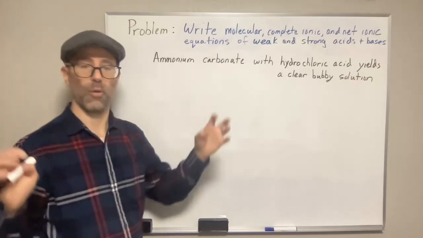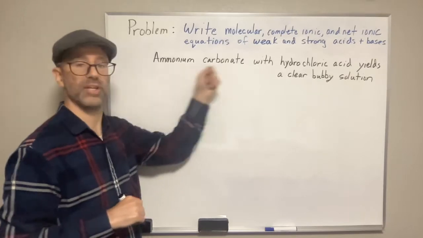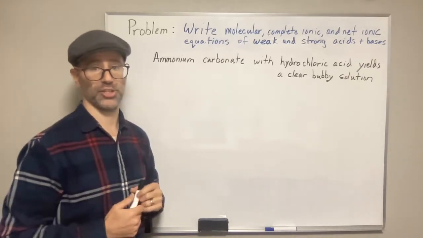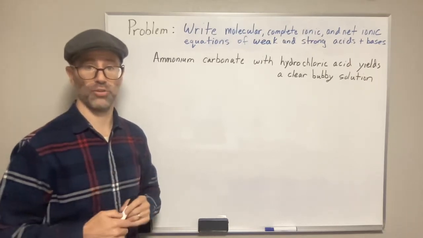So now we're just going to go backwards. So we have ammonium and we have the carbonate. Both of these are polyatomic ions. So I'm sure your teacher gave you a list of polyatomic ions to memorize. You're going to need to know those.